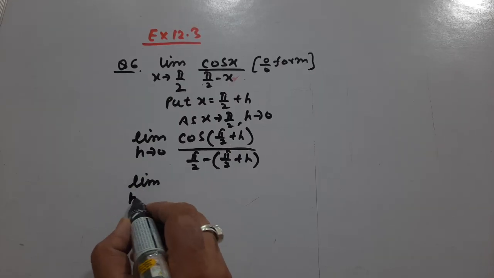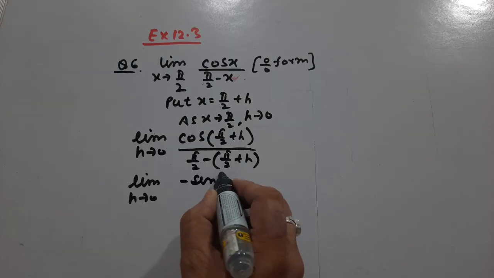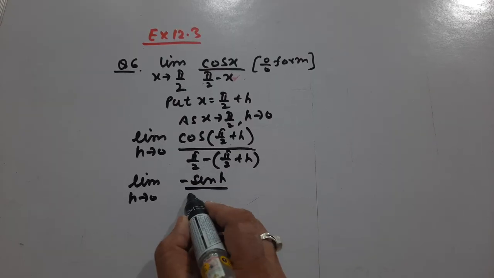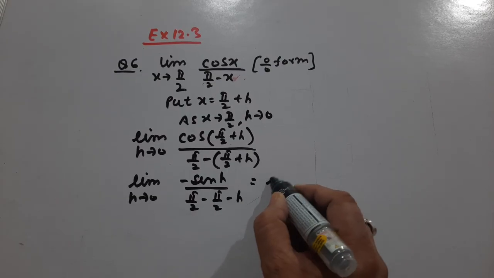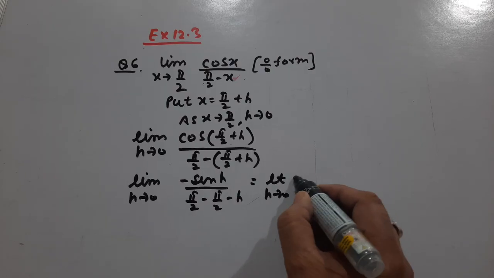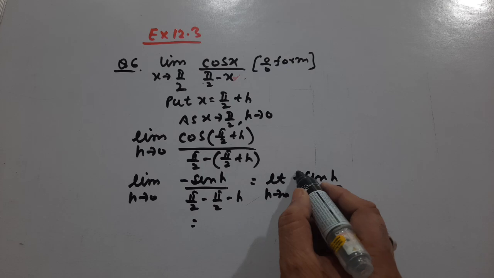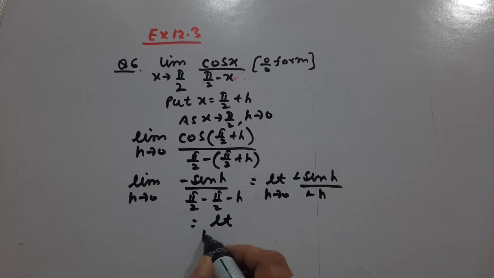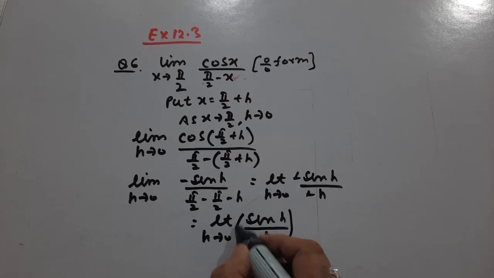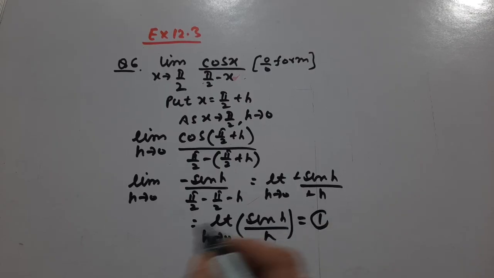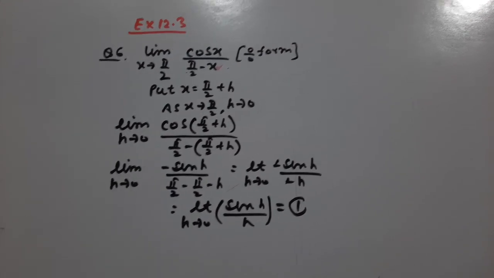Now cos of 90 plus h is minus sin h, and when we solve the denominator, we get pi by 2 minus pi by 2 minus h. So our question becomes limit h tends to 0 of minus sin h upon minus h. Cancelling minus with minus, we get limit h tends to 0 of sin h by h, and we know this is 1. So students, this is the answer. This is the sixth question, first part.